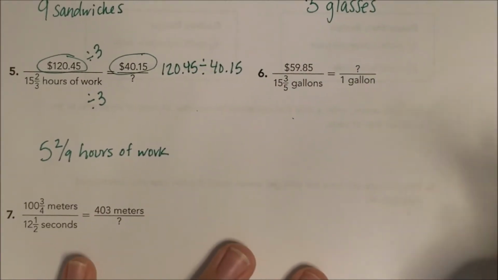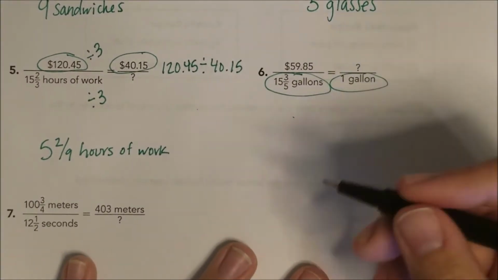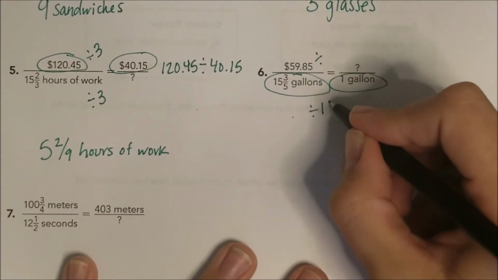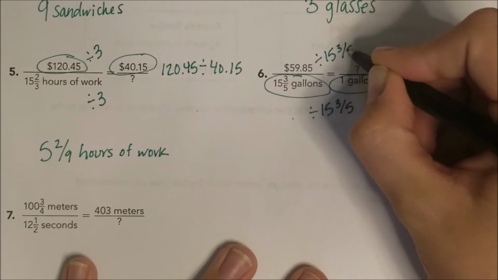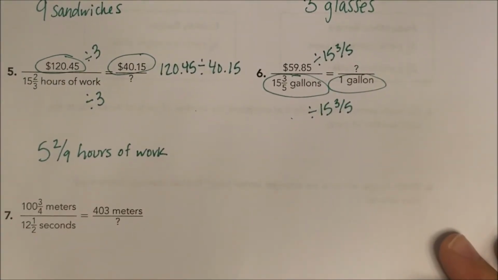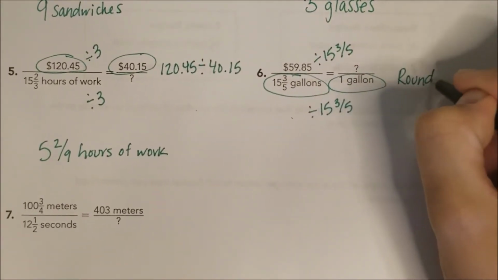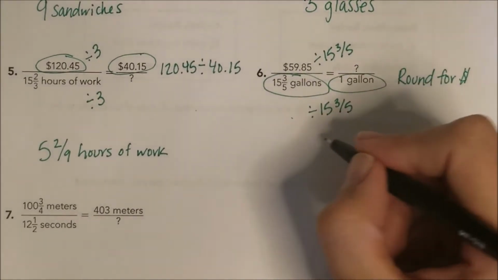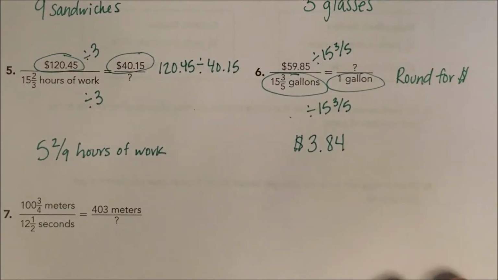Number 6, my 2 values. I'm going down, so I'm dividing. Anything divided by itself is 1. So I knew we divided by 15 3/5. When you divide, you are going to have to round for the money. So when you get your answer, you get $3.84.